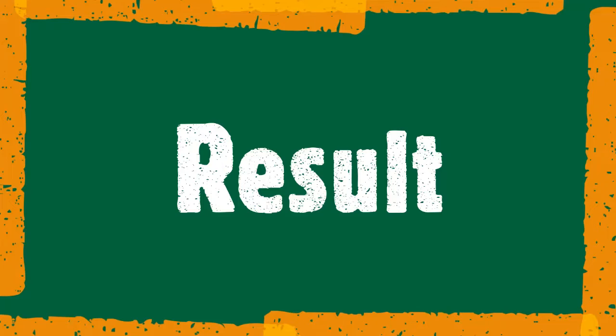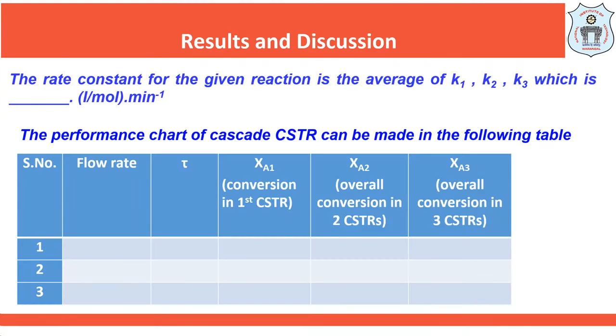Okay, next we will move on to the results and discussion section. In this section we have to report the results that we obtain and we should be able to give the inferences that we observe. Okay, so the rate constant for the given reaction is the average of K1, K2 and K3, which is so and so liters per mole minute inverse.